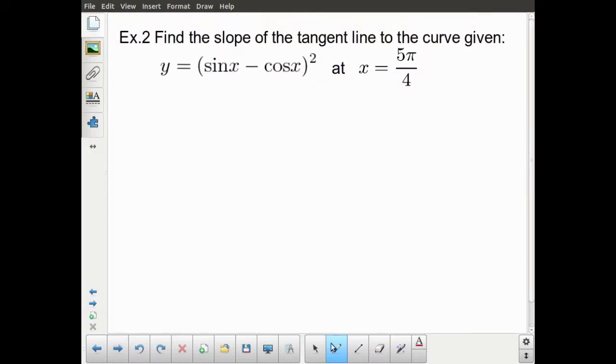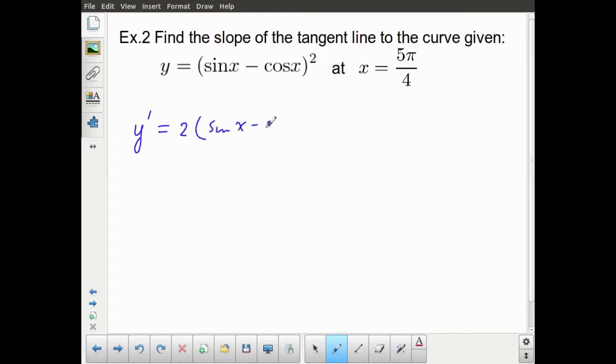And finally, I think we're going to wrap up with this example. The question asks, given this, we want to find the slope of the tangent to the curve. So we're given the curve here, and we want to find it at this particular point. So the first thing we need to do is figure out what is our derivative. Y prime is equal to, so first I've got a power rule. I'm going to bring the 2 down in front.